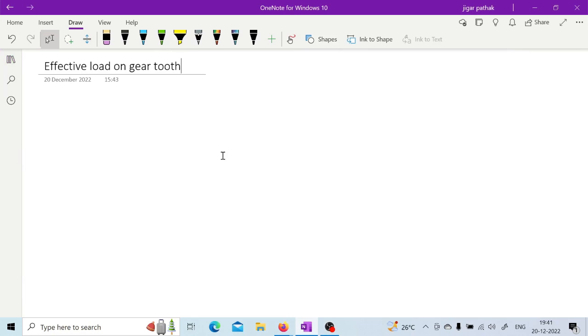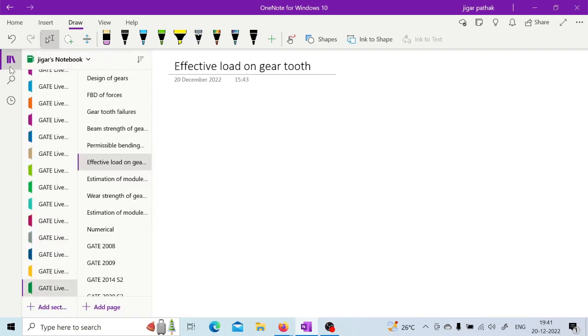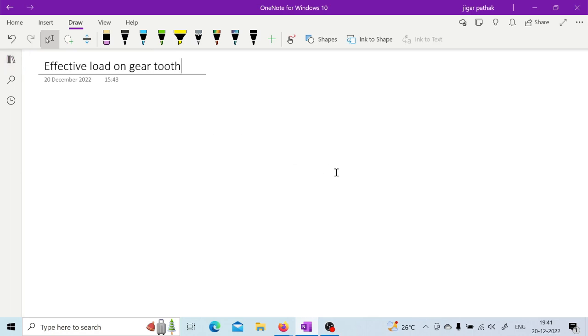Now, once we have an idea about the permissible bending stress, then we can go for the effective load on the gear tooth. There are various loads acting on this tooth, static and dynamic load, as we have discussed. And whenever we are applying any load on the gear tooth, there is fluctuating torque acting on these gears, because every time the torque transmitted is not the same. You must have an idea that in case of an IC engine, torque transmitted is not the same throughout the cycle. So the same thing will happen to these gear trains also, which are transmitting the torque.